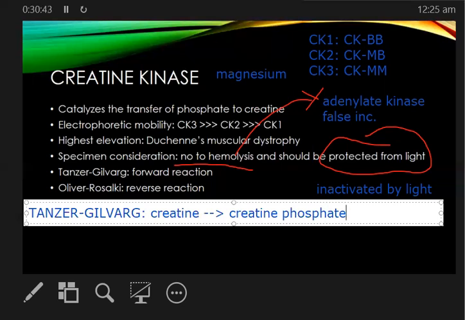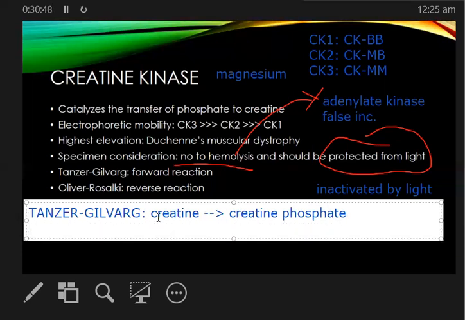So remember that your Tanzer-Gilvard method, in addition, of course, to your creatine kinase as the enzyme, makes use of your indicator enzyme system. So in particular, we have the enzymes pyruvate kinase and your lactate dehydrogenase.